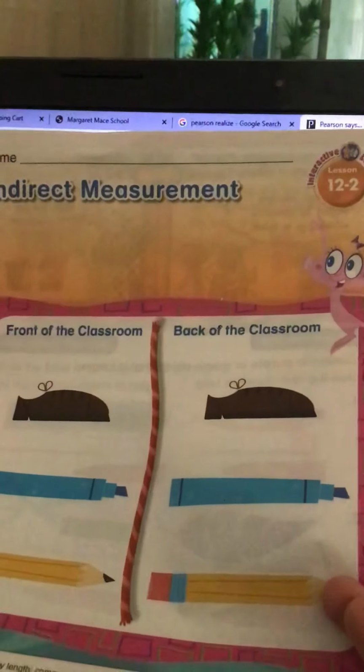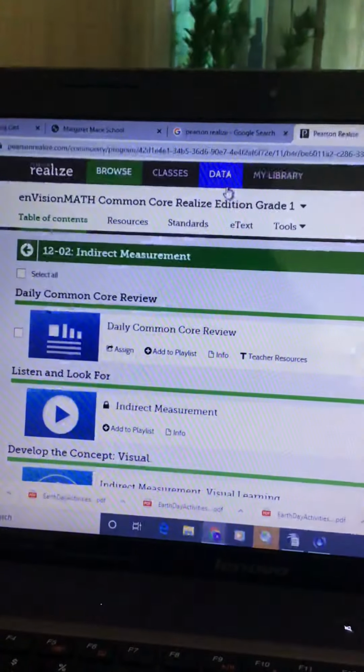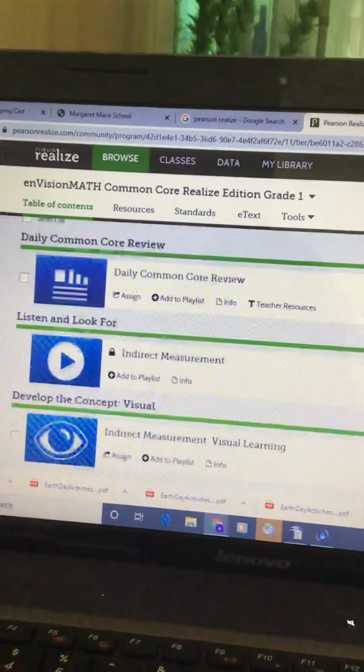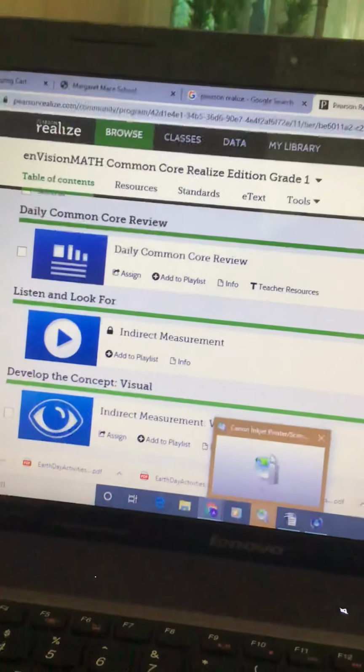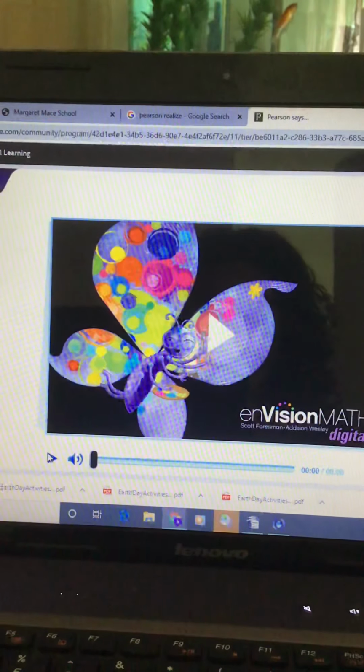So if you want to find that paper and get it ready, we're going to go through it today for math. So we're going to start down here with our math movie. And let's watch and listen.